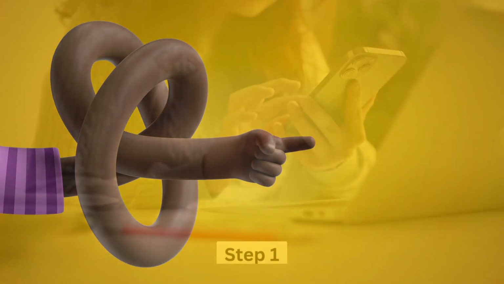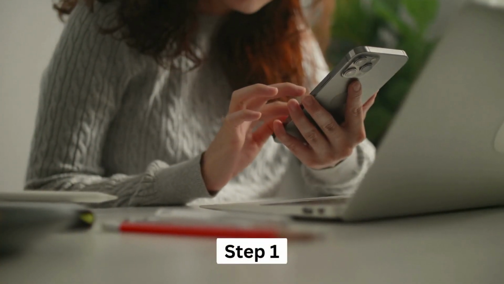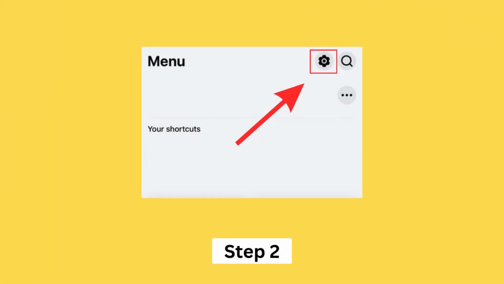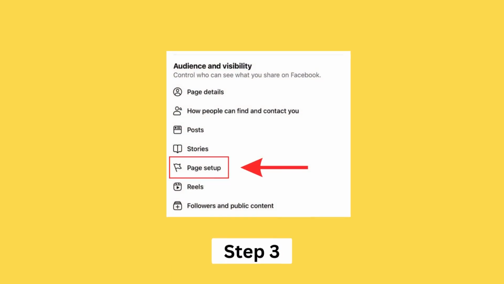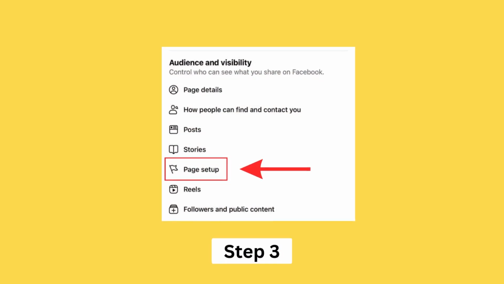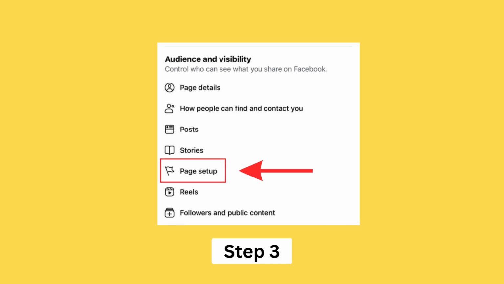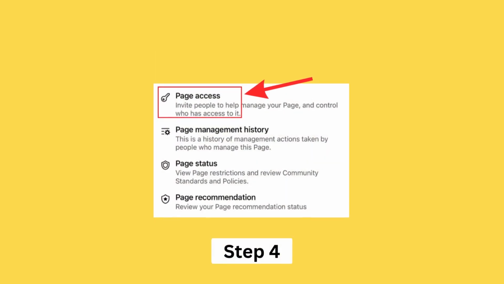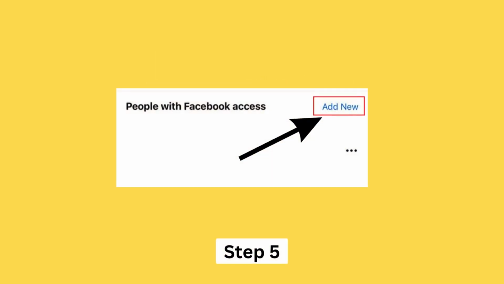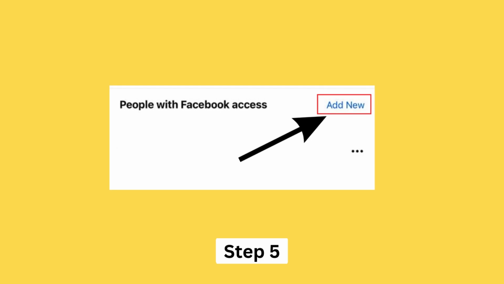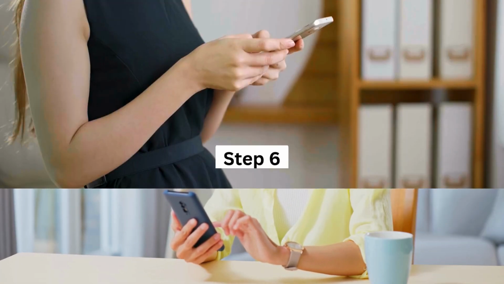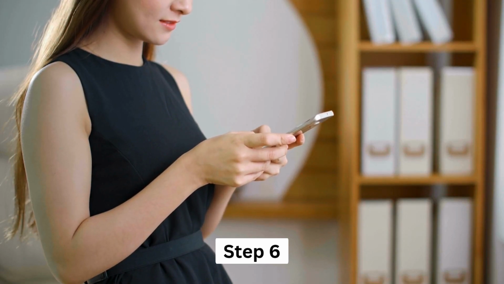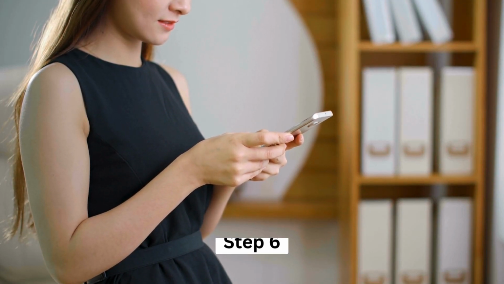Here's how. Step 1. Open the Facebook app and head to your page. Step 2. Tap the settings icon in the top right corner. Step 3. Scroll down and tap Page Setup under Audience and Visibility. Step 4. Tap Page Access. Step 5. Tap Add New, search for the person you want to add, and tap Give Access. Step 6. Confirm by entering your password and you're all set.